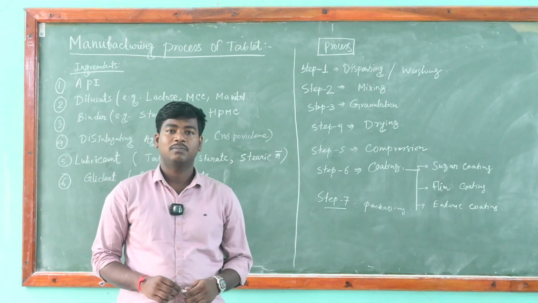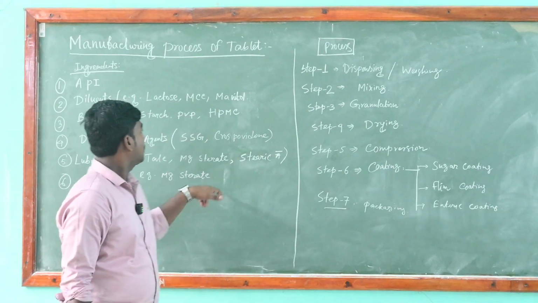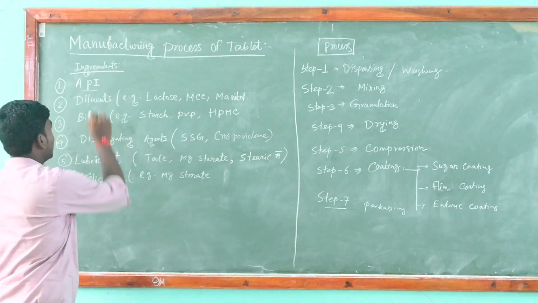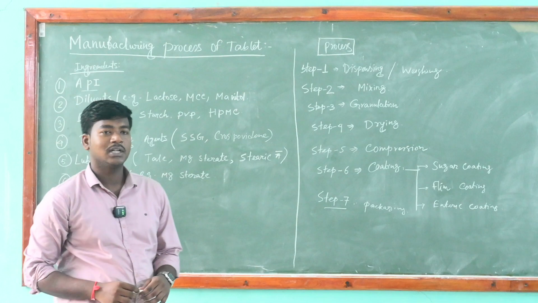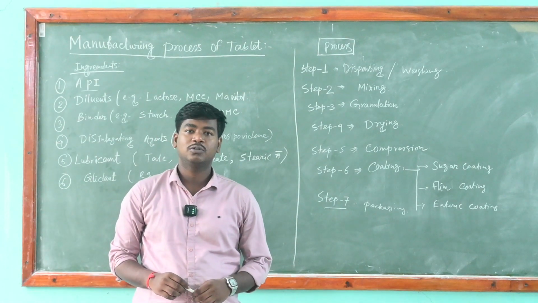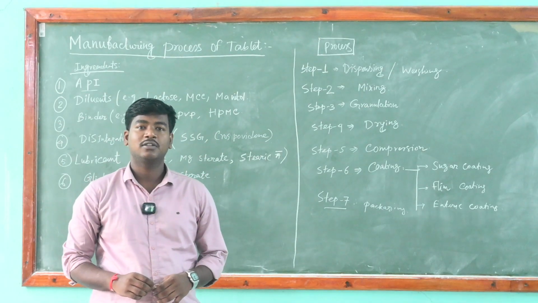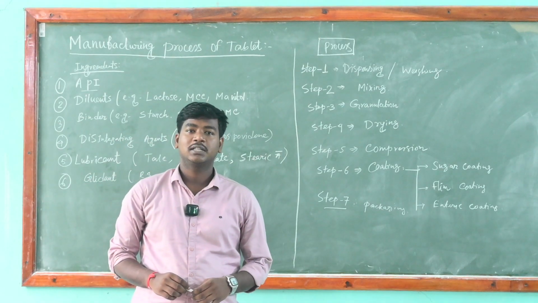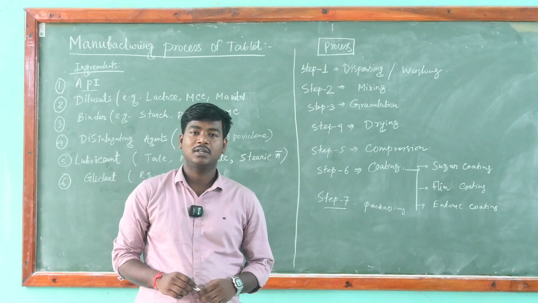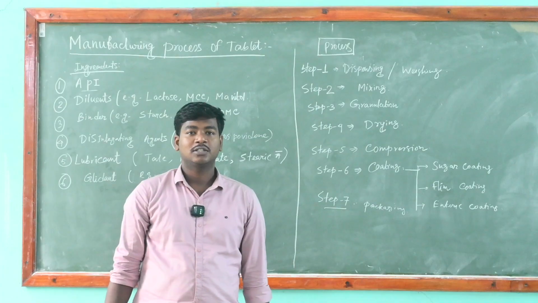It is a cost effective product, and in tablet the main ingredient is API. API means active pharmaceutical ingredients. In tablet the active pharmaceutical ingredients show the therapeutic efficacy, and other ingredients are also added, that are known as the excipients. These excipients don't have a therapeutic efficacy, but they have different functions. I will discuss one by one.